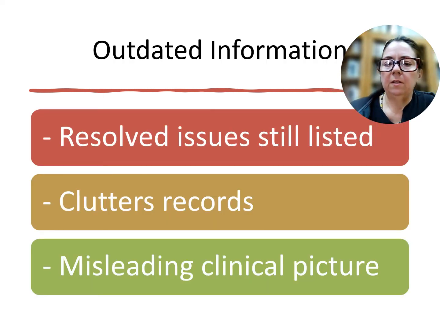Outdated information, this is referring mainly to the problem list. Resolved issues still listed in the problem list rather than the history record. These things can clutter records. You can see multiple conflicting diagnoses in a problem list, and it makes it difficult sometimes to choose or to understand what the accurate diagnosis is, such as listing acute bronchitis as an active problem months after it has resolved.